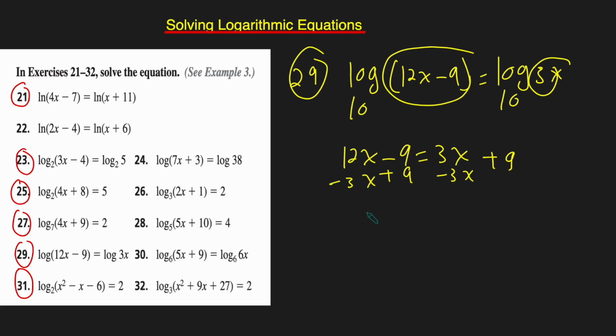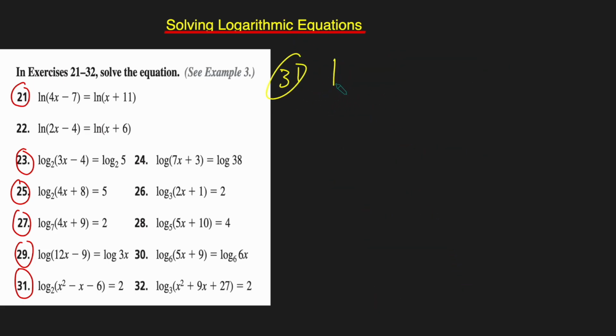12x minus 3 is positive 9, x equals 9 divided by 9, and x equals 1 as a solution. Now I go up and check for validity, and I see that if I put x equal to 1, that would be 12 times 1 is 12, minus 9 is 3, and so on. So my solution holds.